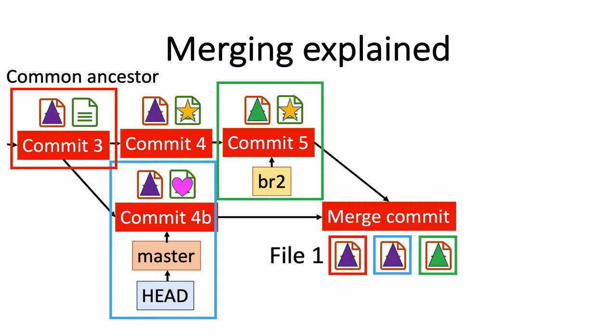So for file1, for example, it will see that in the common ancestor we have a purple triangle, and this is the same in the master branch. However, on the br2 branch, we have updated this to a green triangle. For the merge commit, Git considers the green triangle the desired updated version, and this will be selected for the merge. If we would have added a new file in one of the branches, then this will be added in the merge also.